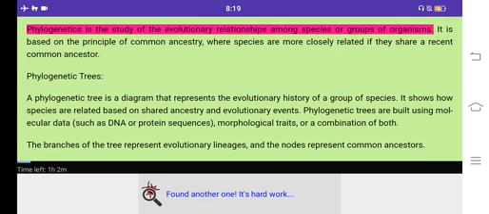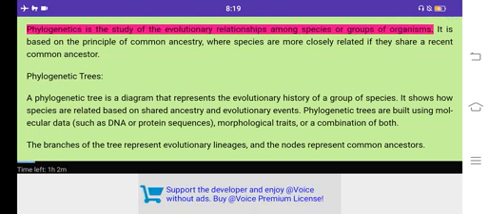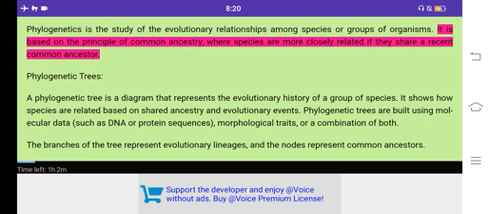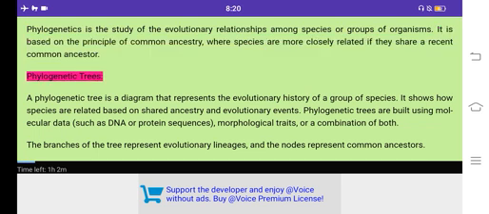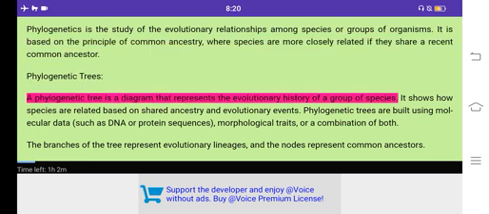Phylogenetics. Overview. Phylogenetics is the study of the evolutionary relationships among species or groups of organisms. It is based on the principle of common ancestry, where species are more closely related if they share a recent common ancestor. Phylogenetic trees. A phylogenetic tree is a diagram that represents the evolutionary history of a group of species.